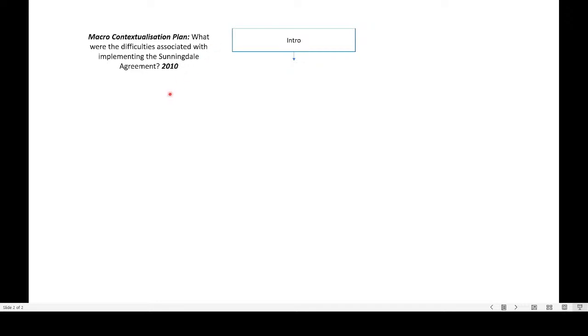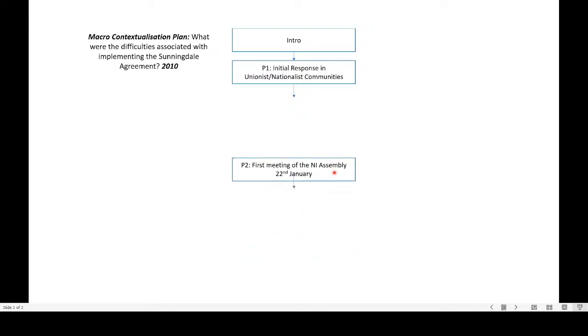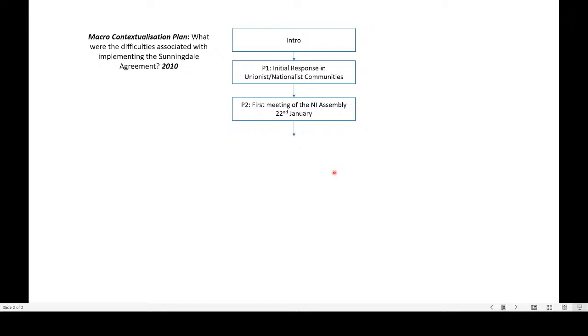So we're going to plan for our contextualization question: what were the difficulties associated with implementing the Sunningdale Agreement, which was last asked 11 years ago? It only had the chance to come up twice and it came up. The first thing we're going to do is write a short intro. Paragraph 1 is going to be about the initial response in unionist and nationalist communities in Northern Ireland. Paragraph 2 is going to be the first meeting of the Northern Ireland Assembly on the 22nd of January. Paragraph 3 is going to be the UK general election in February, and how that was a difficulty associated with implementation.